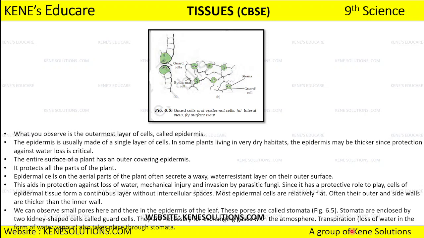Okay, and as I told you about transpiration, what is transpiration? Loss of water in the form of water vapor. It takes place through the stomata. Can you see the stoma and the guard cells which have been labeled? So through the stomata, what happens? There is loss of water in the form of water vapor through the stomata, and this process we call the transpiration process.